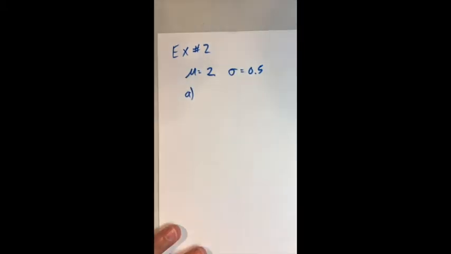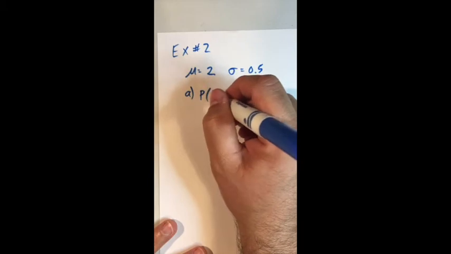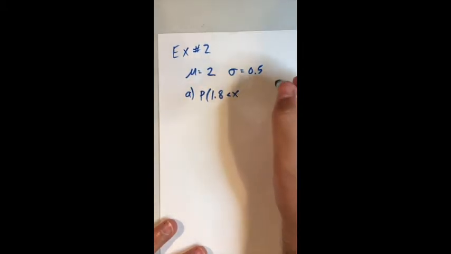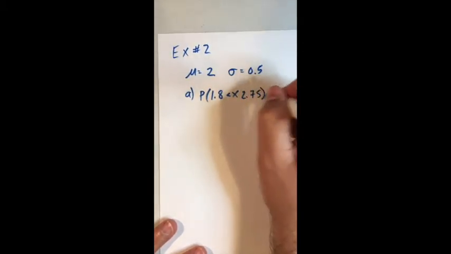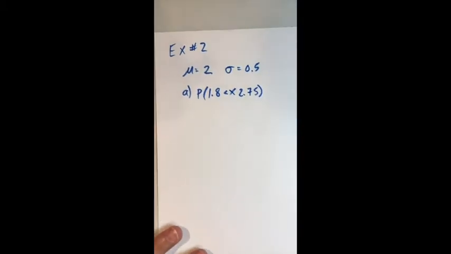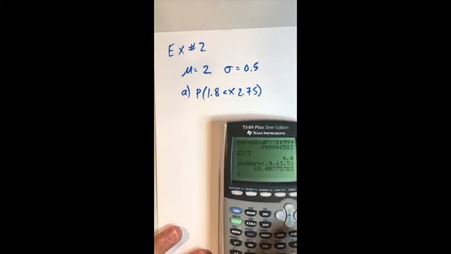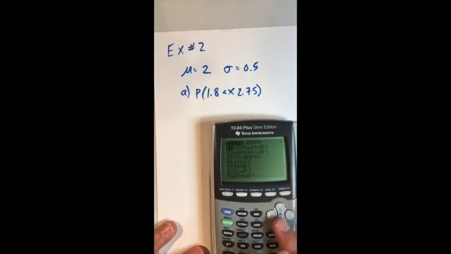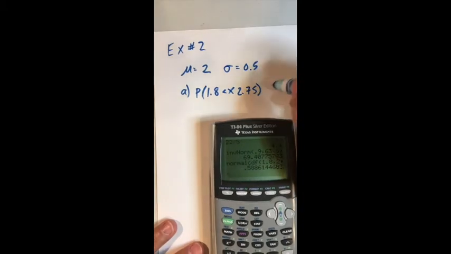Part A asks us to find the probability that the household PC is used for entertainment between 1.8 and 2.75 hours per day. So again, the calculator is maybe the preferred method here in terms of speed. Our lower is 1.8, our upper is 2.75, and our mean is 2, standard deviation 0.5. We get a probability of 0.5886.